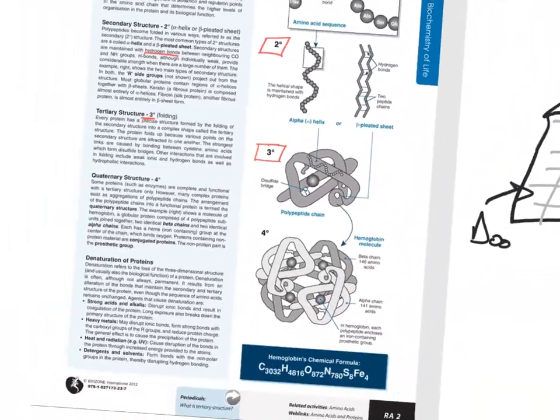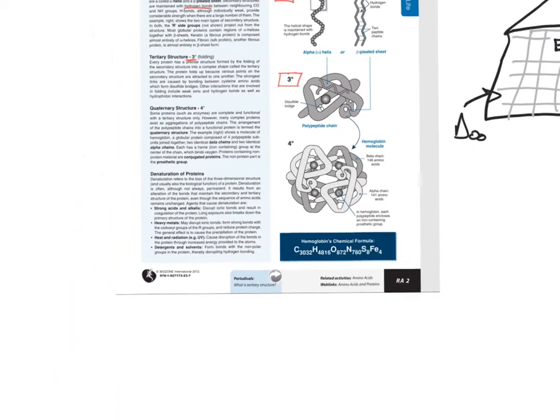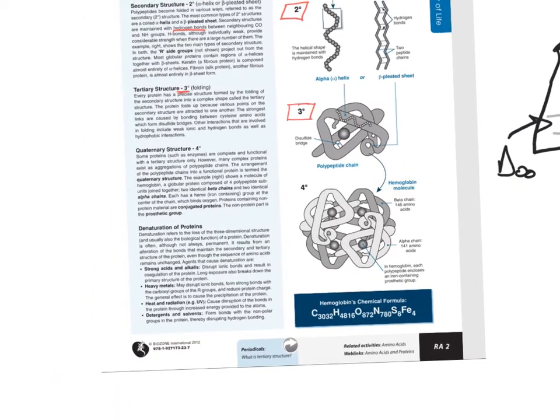Denaturation is the unfolding of the secondary, tertiary, or quaternary structure. Here's the cool part. The cool part is you can reverse it. You can renature them if you do the opposite. If you take away the heavy metal, if you take away the strong acid, if you take away the heat.